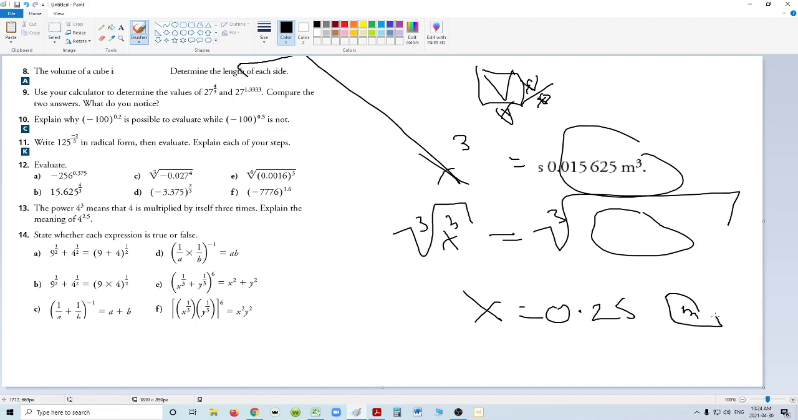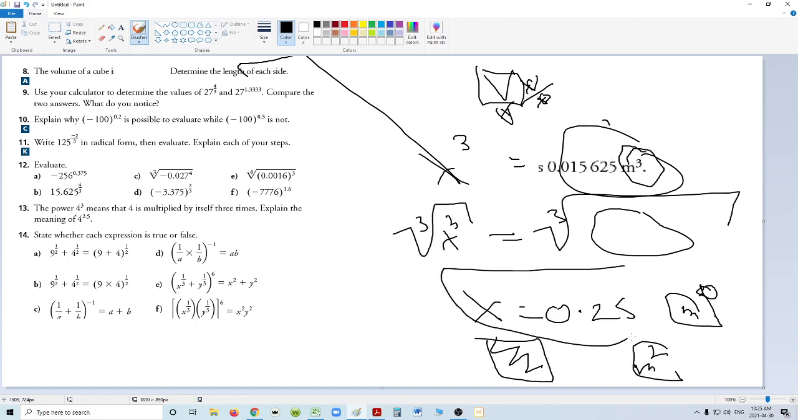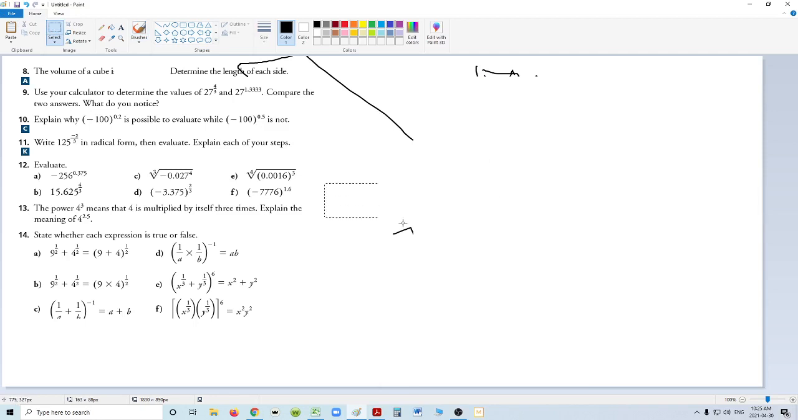Just remember, one dimension has one exponent. If I was working with a surface area, that's 2 dimensions, so it would be meters squared. And volume is meters cubed, because volume is 3 dimensions. So it's 0.25 meters. Always remember to match your units with what you're describing. Since I'm describing a length, it's going to be in meters.